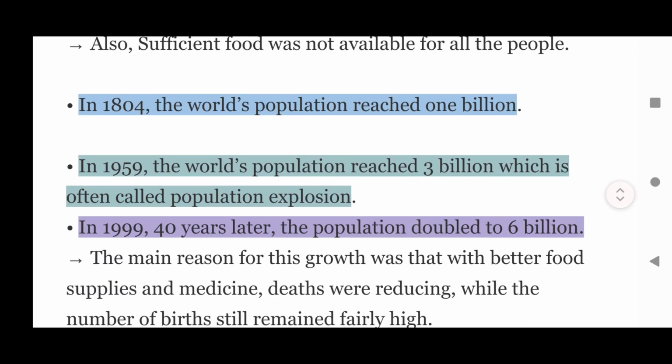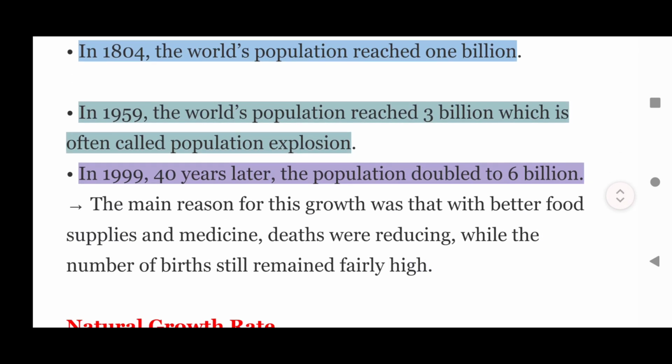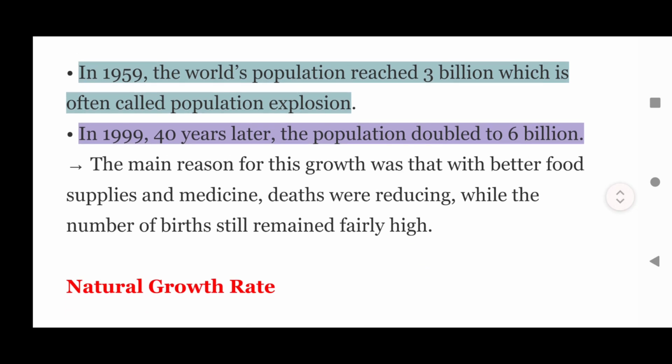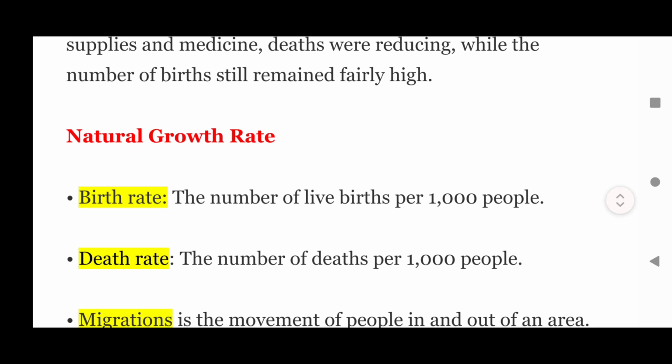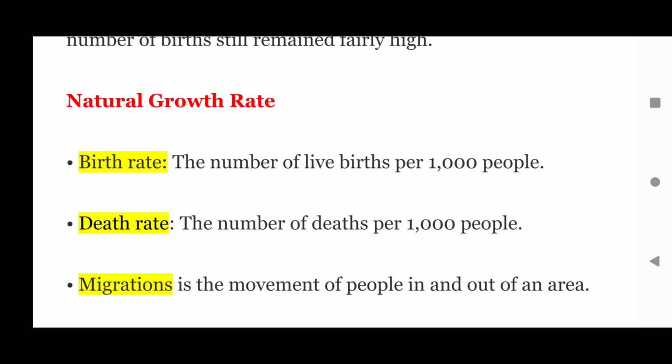In 1804, the world's population reached 1 billion. In 1959, the world's population reached 3 billion, which is often called population explosion. In 1999, 40 years later, the population doubled to 6 billion. The main reason for this growth was that with better food supplies and medicine, deaths were reducing while the number of births still remained fairly high.